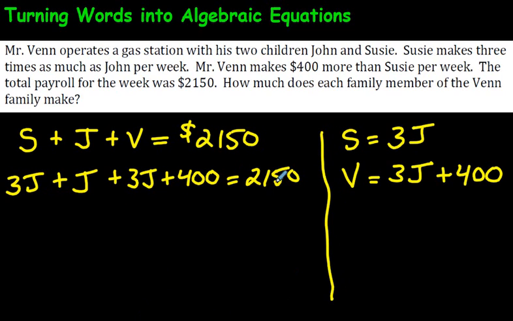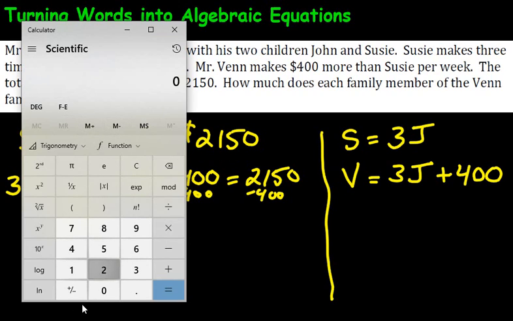Okay, now that we've done the hard work, all we have to do is do the algebra now to figure out what J is. We'll know what John makes, and then we can figure out what each family member makes. Okay, 3J plus 3J again is 7J. Okay? And if we subtract 400 from both sides, we can get rid of the 400. So if you do it on paper or take a calculator, 2150 minus 400 is equal to 1750.